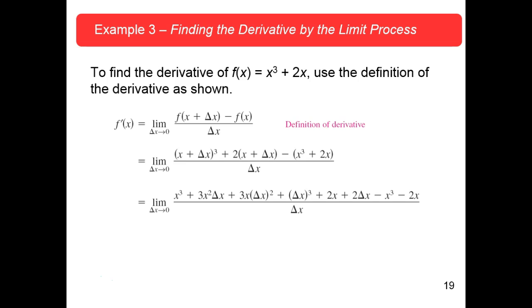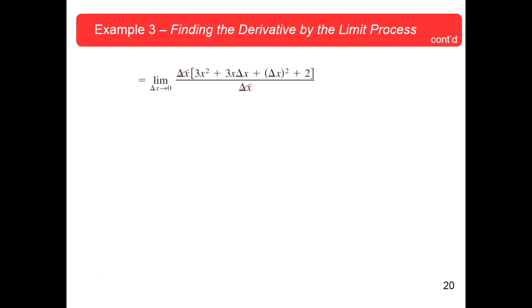But at this point, the x cubed minus x cubed goes to 0. The 2x minus 2x goes to 0. And then you have left 3x squared delta x plus 3x delta x squared plus delta x cubed plus 2 delta x, all over delta x, and then factor out the delta x, then divide it out. That leaves you 3x squared plus 3x delta x plus delta x squared plus 2. Take the limit of that as delta x goes to 0. Oh, they show you the line.